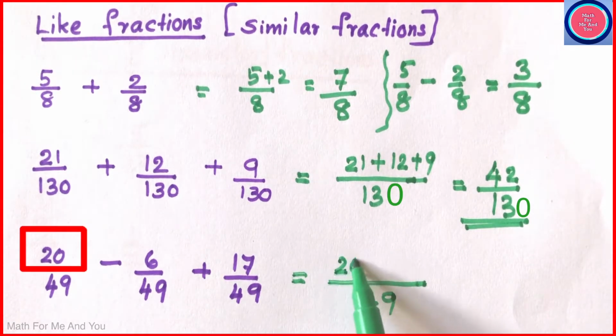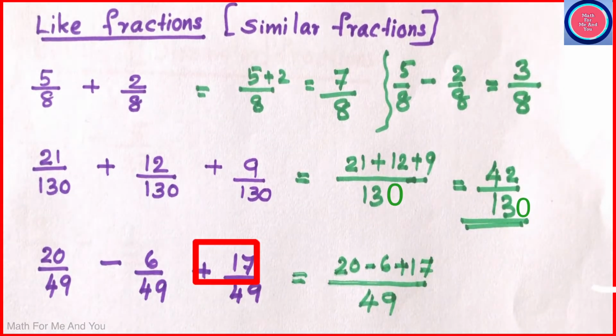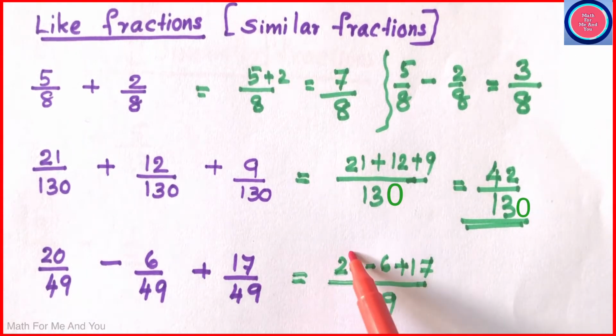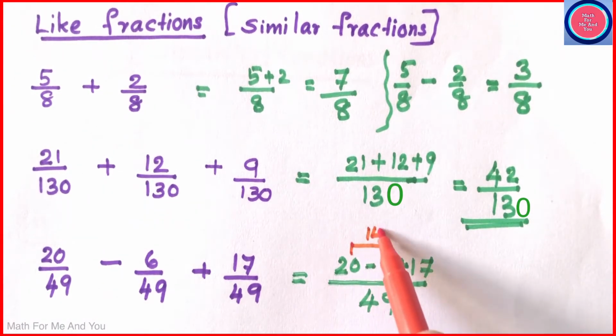See, first one is 20. After that minus 6. We write the same, and then plus 17. The way the question comes, we write the numerators in the same way. Now we can find the answer. 20 minus 6, it is 14. The answer we know is 14.